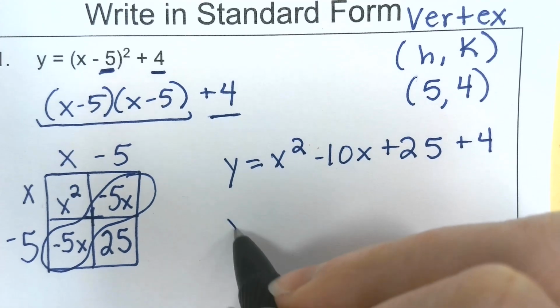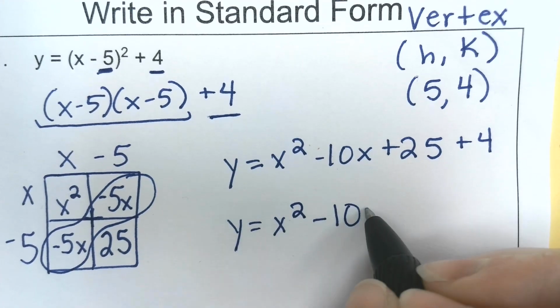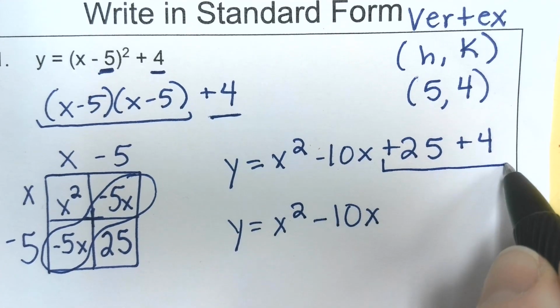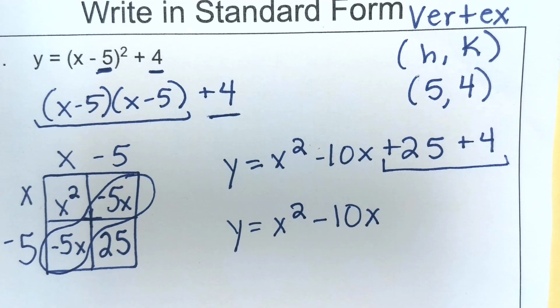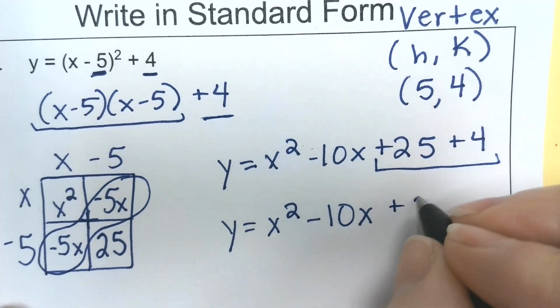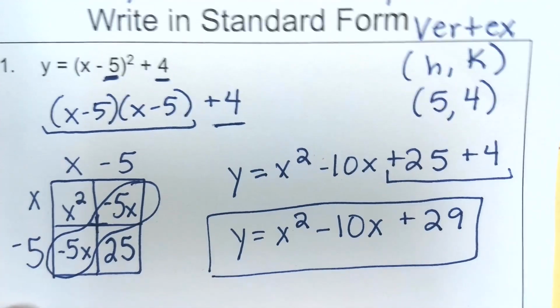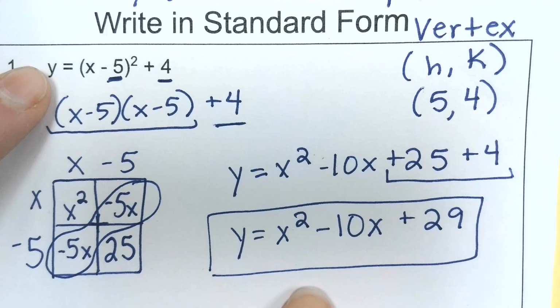So then our last step is just to combine any like terms. So the 25 and the 4 can be combined. Plus 29. So this is the same as that.